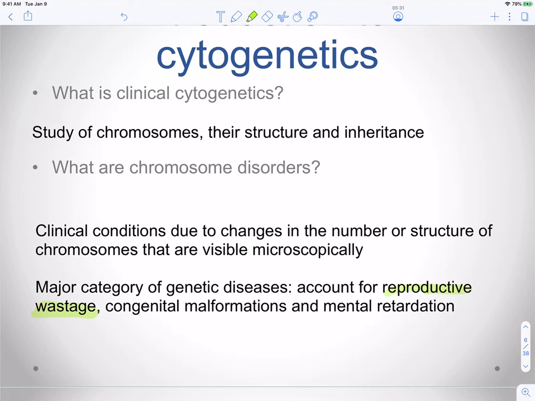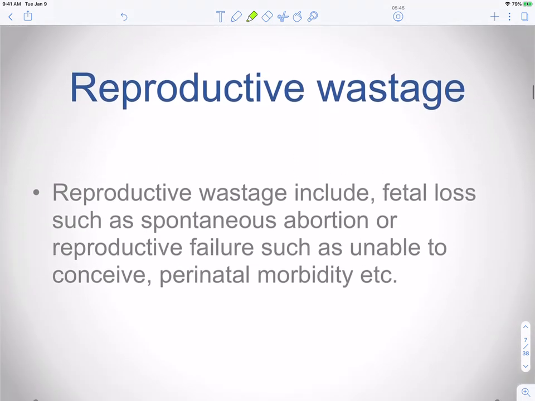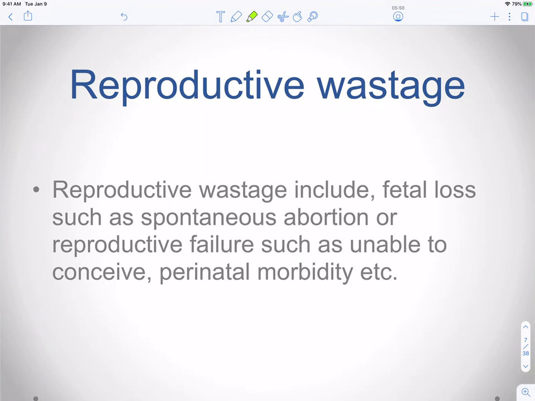And also you can have a lot of physical traits that are going to be caused by these chromosome abnormalities, which can lead to mental retardation, congenital malformations, and various other phenotypes. So this is the definition of reproductive wastage. It is fetal loss, spontaneous abortions, etc. And these are going to be non-viable alterations in genes. Those that go to live birth, of course, are viable, and we have clinical diseases associated with them. But not all chromosome abnormalities are going to be viable.